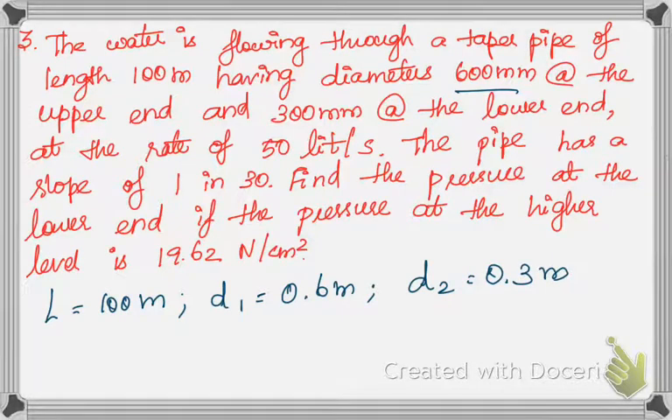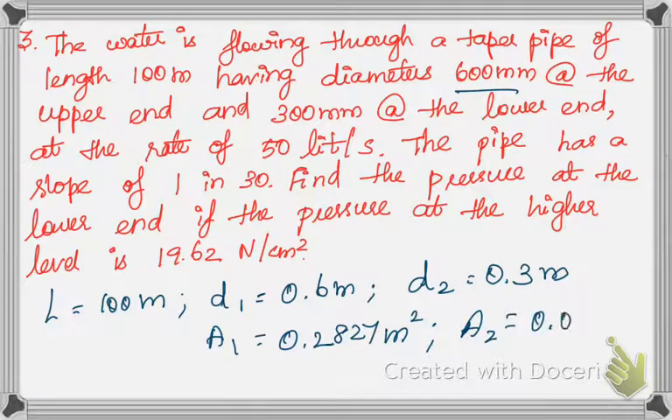So if the D values are known to me, I can easily calculate A1 and A2, which are pi by 4 D1 squared and pi by 4 D2 squared. If I calculate this, I will get A1 equal to 0.2827 meter square, and A2 equal to 0.07068 meter square. Next they have given Q, that is the rate of flow, which is equal to 50 liters per second.